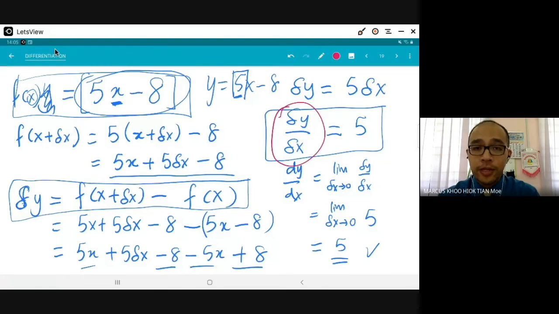So in order for me to get del y over del x, I need to find del y. In order for me to find del y, I need to use this equation. In order for me to use this equation, I have to find this. And how do I find this? By referring to this.